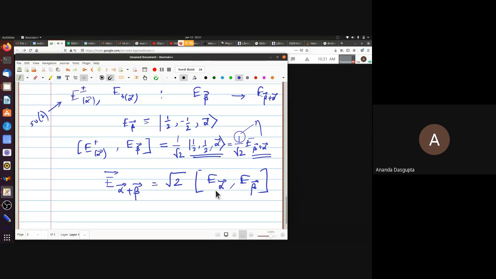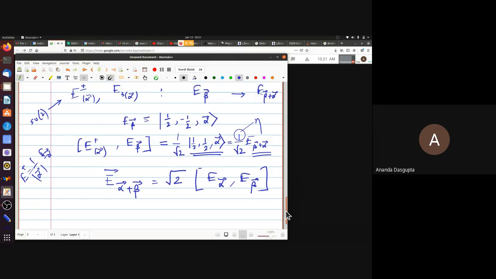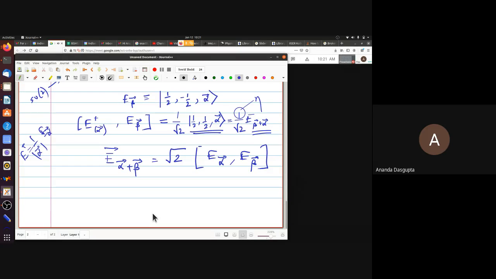I've dropped the plus and bracket alpha simply because for this algebra it is simple. E plus alpha is E alpha, right? Because just to remind you, E plus is 1 by length of alpha times E alpha. Here, for this particular Lie algebra, the length of the vector is 1. So you get this. Okay? Is this part clear to everybody?